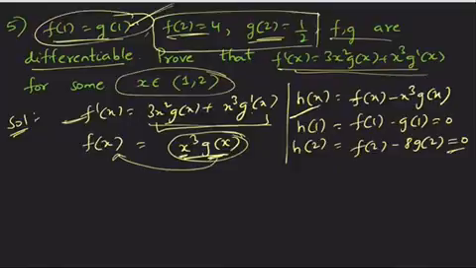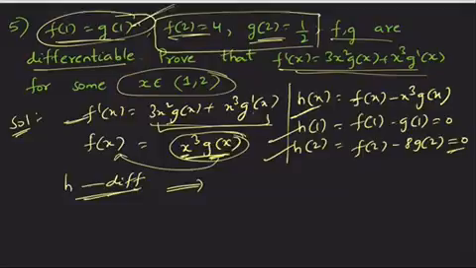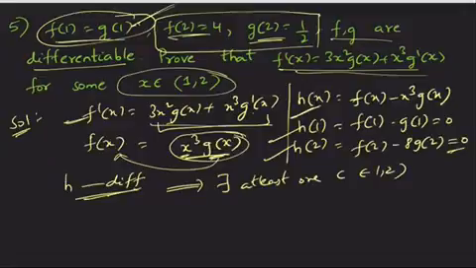And since f and g are differentiable, I can say that h is also differentiable. So h is differentiable, and h of 1 and h of 2 are 0. Then I can claim by Rolle's theorem that there exists at least one c belonging to (1, 2) such that h dash of c is 0.